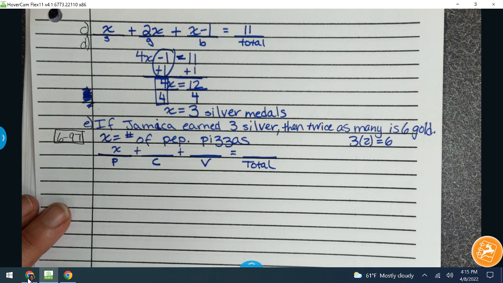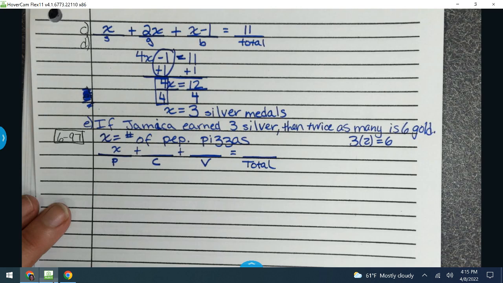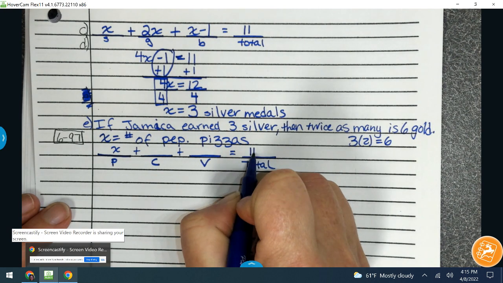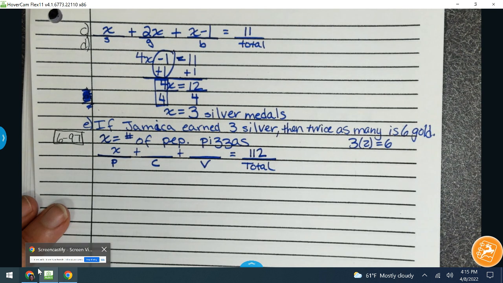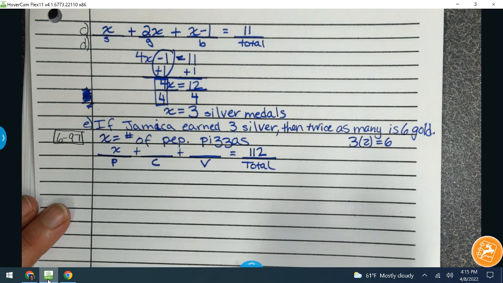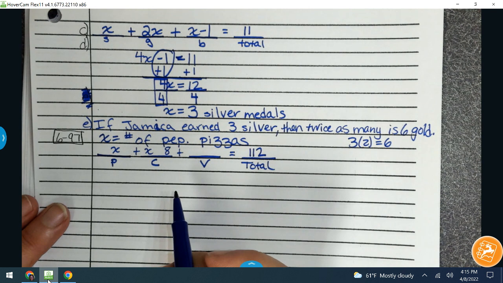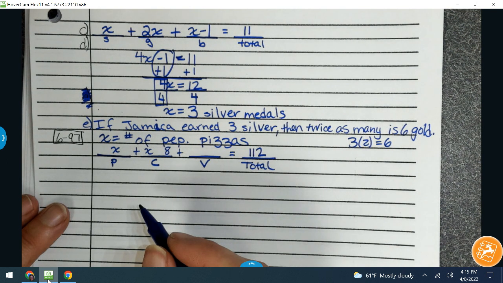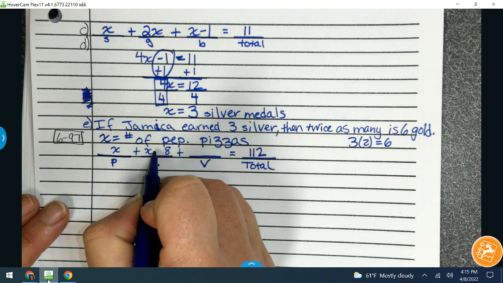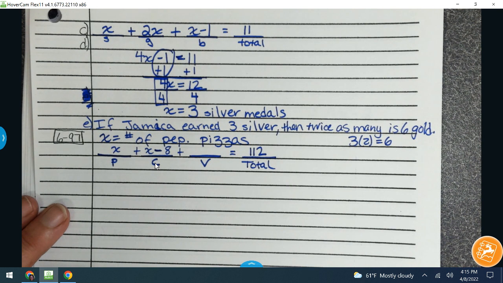So if I go back in, the end of year party, they ordered 112 pizzas. That sounds like my total to me. So I'm going to put 112 right there. Next, it says there's 8 fewer veggie pizzas than pepperoni. So I know that X is my pepperoni, and I have 8 right here, and it says 8 fewer. Does that sound like addition, subtraction, multiplication, or division? In this case, we're talking with less. It's going to be fewer. All those are words for subtraction.